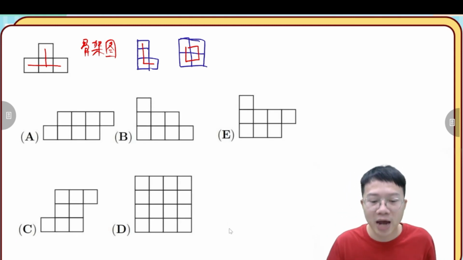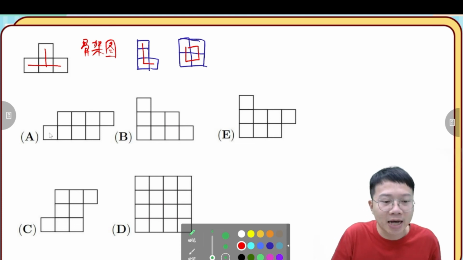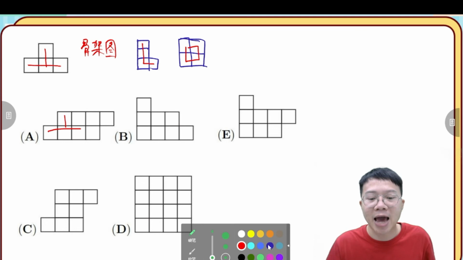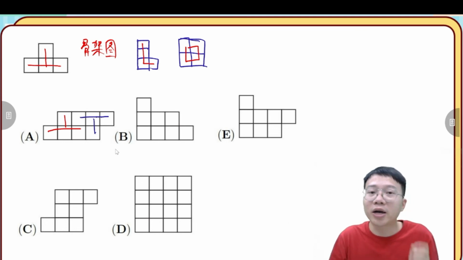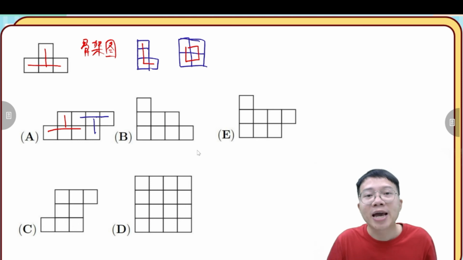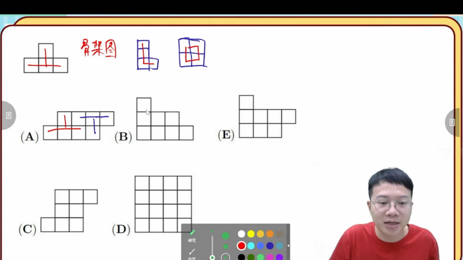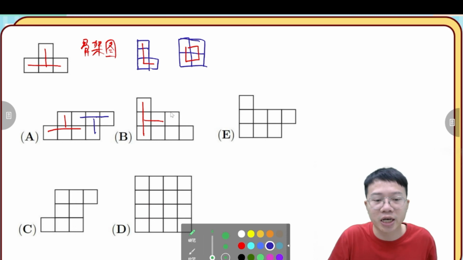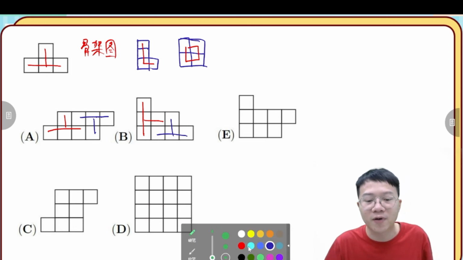So picture A. If we draw the skeleton, we can draw, yes, a T here. And where is the other T? Yes, very good. It's here. So it's much faster, right? And can you draw the skeleton in picture B? Yes, very good. We can find a T here. And we can find the other T right here. It's exactly the same.